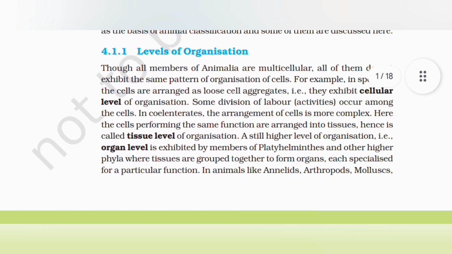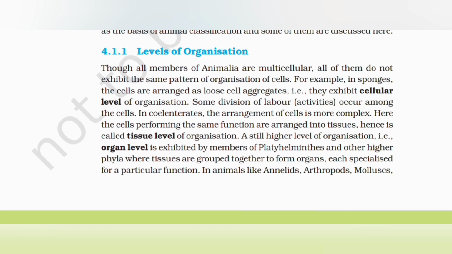4.1.1 Level of organization. Though all members of Animalia are multicellular, all of them do not exhibit the same pattern of organization of cells. For example, in sponges, the cells are arranged as loose cell aggregates. They exhibit cellular level of organization. Some division of labor occurs among the cells.